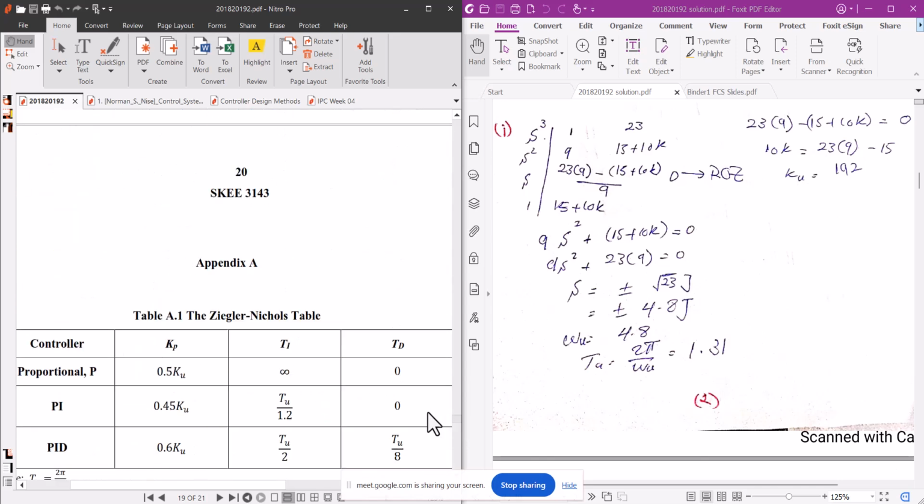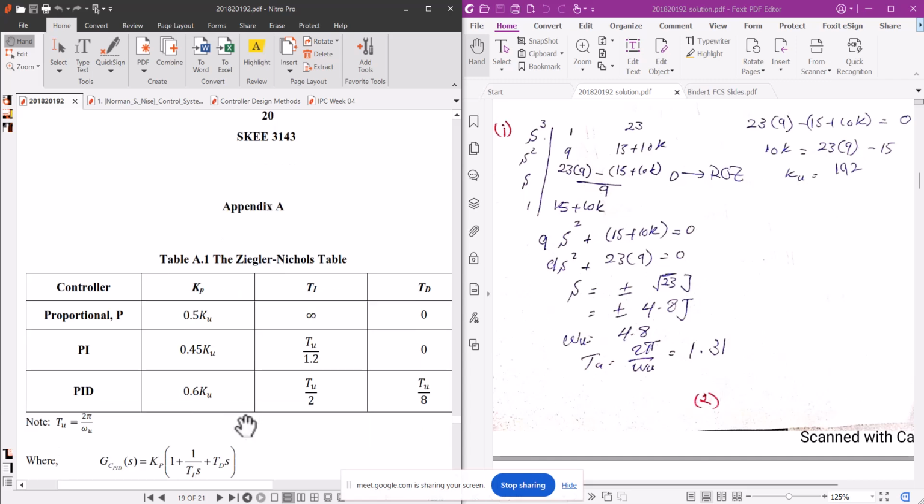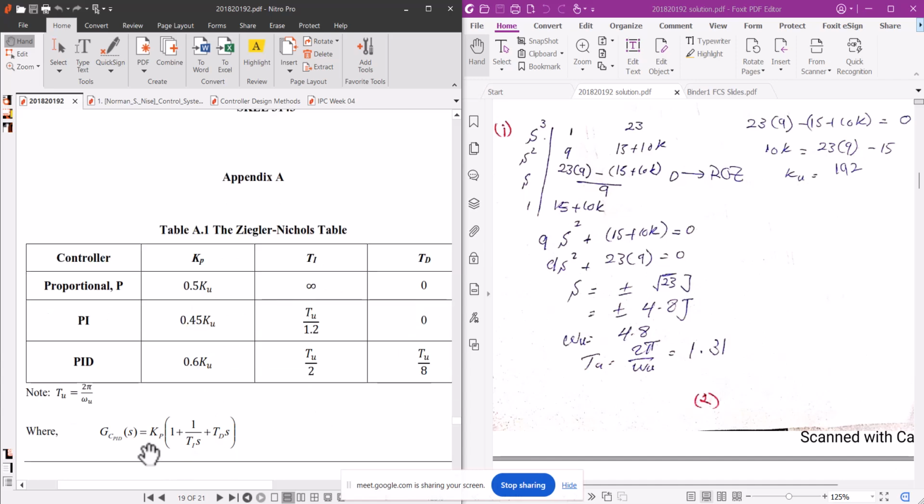This is the appendix table. If we want a simple proportional controller, we will just put 0.5 into Ku. Okay, 0.5 into Ku. What is Ku? 192. So 192 into 0.5, or half of 192. This will be your P controller value. And if you make a PID controller, you just need 0.6 into Ku. That will be the Kp part, the Ti part will be Tu by 2, and the Td part will be Tu by 8. So you will have to calculate Kp, Ti, Td, and this is the equation for the PID controller: Kp times 1 plus 1 over Tis plus Tds.